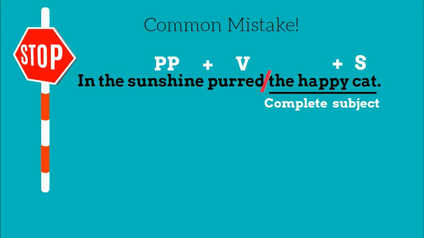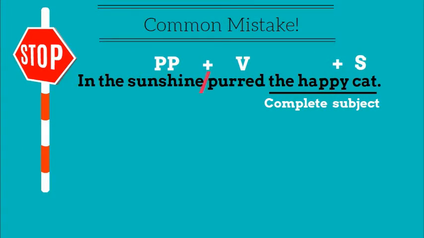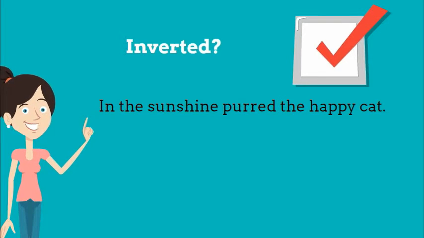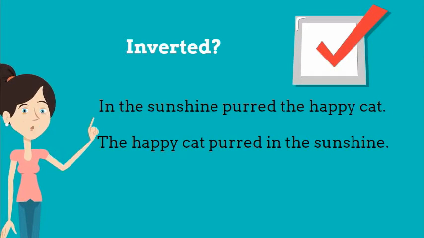A common mistake is placing the dividing line to the left of the verb instead of to the right, since the sentence is inverted. So remember, when you have an inverted sentence, the dividing line goes after the verb. To check to make sure that you have an inverted sentence, it should make sense when read in reverse order. Let's give it a try. The happy cat purred in the sunshine.